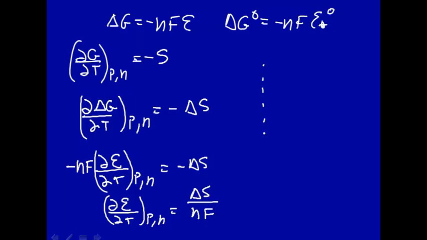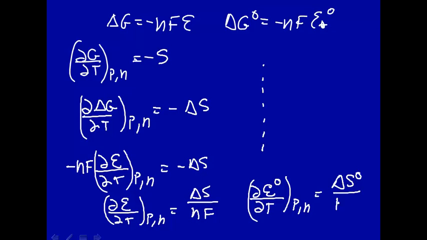We could do the same thing for E0, so how E0 changes with temperature at constant pressure and number of moles is the standard entropy change for that particular reaction or process over NF. Just like the temperature dependence of delta G was related to delta S, E is another way of measuring delta G, so the temperature dependence of E is related to delta S.